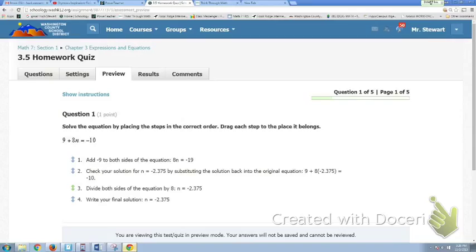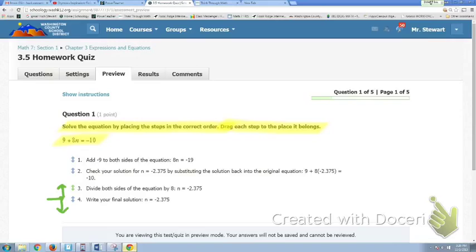Let me show you an example here. Question number 1 says, solve the equation by placing the steps in the correct order. Drag each step to the place it belongs. Here's the equation. You would literally click one of these steps and drag it up or down, depending on where you think it belongs. You can break this up into many steps. We broke this up into 4 steps.